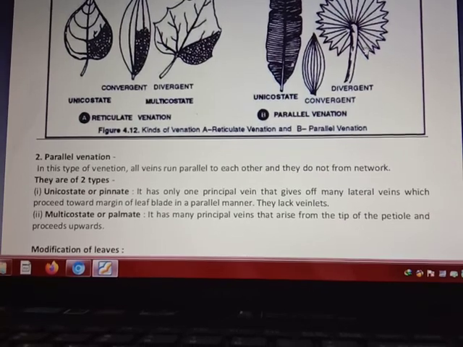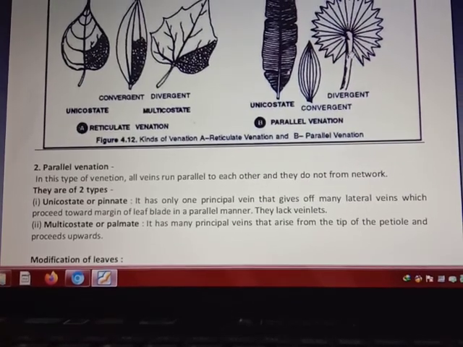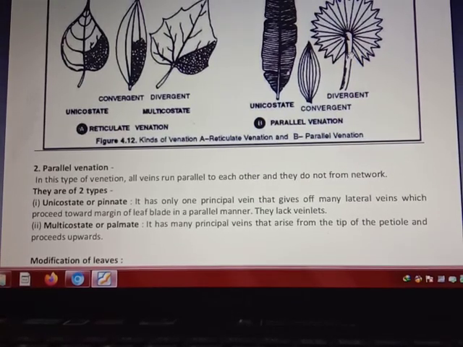So students, that was all about the general structure or morphology of a leaf, and then its types of venation. After that, its modification, and one more point given in your books is phyllotaxy, which we will proceed with in the next class.